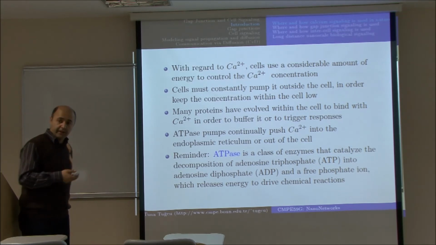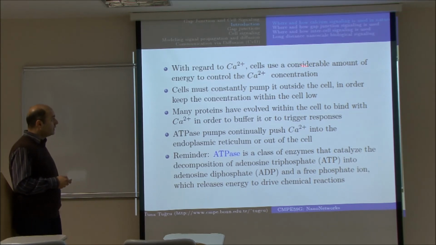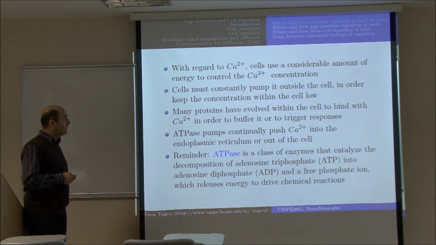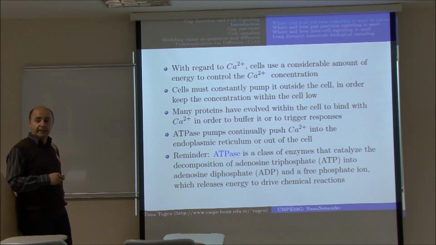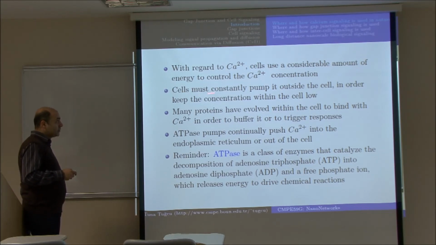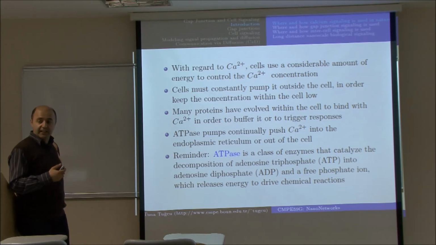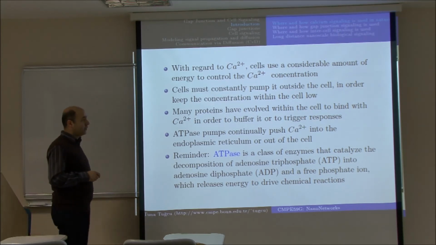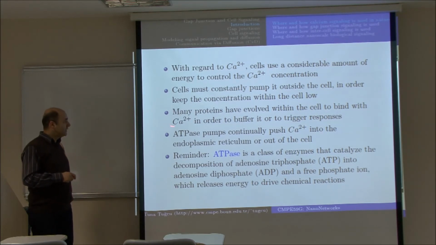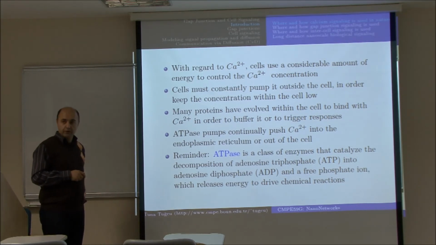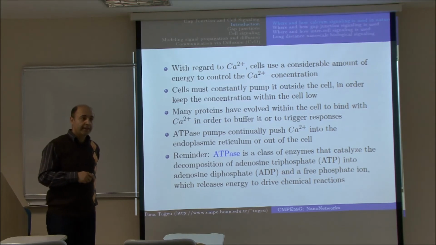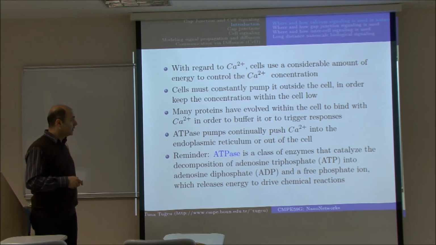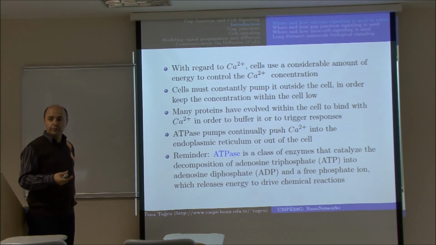But if we look at the case of the calcium ion, the cells use a considerable amount of energy to control the calcium concentration inside the cell. The cell must constantly pump it outside if the concentration inside has gone beyond some threshold. And many proteins have evolved within the cell that bind with the calcium ion in order to buffer it. Or you can also trigger these proteins to release those calcium ions.